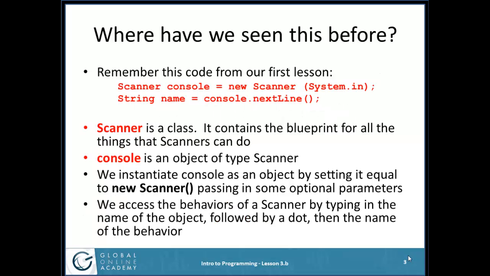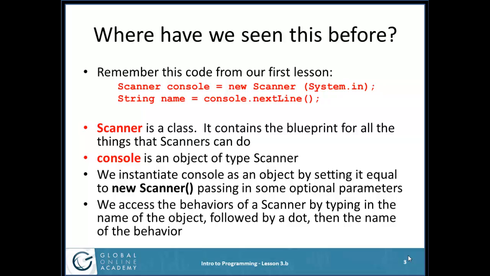Well, we've seen this before. Remember this code from our very first lesson. We had Scanner console = new Scanner(System.in). That created a variable for us called console that was of type Scanner. Then we could use the console later on. So we said String name = console.nextLine().